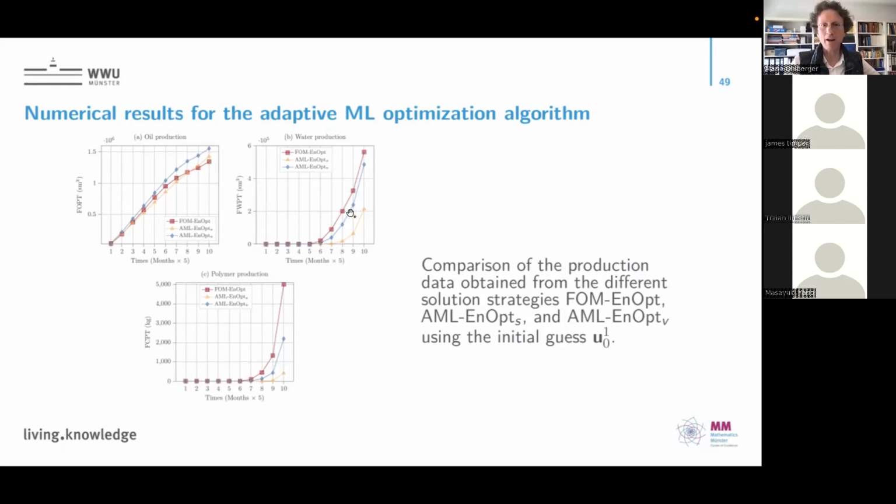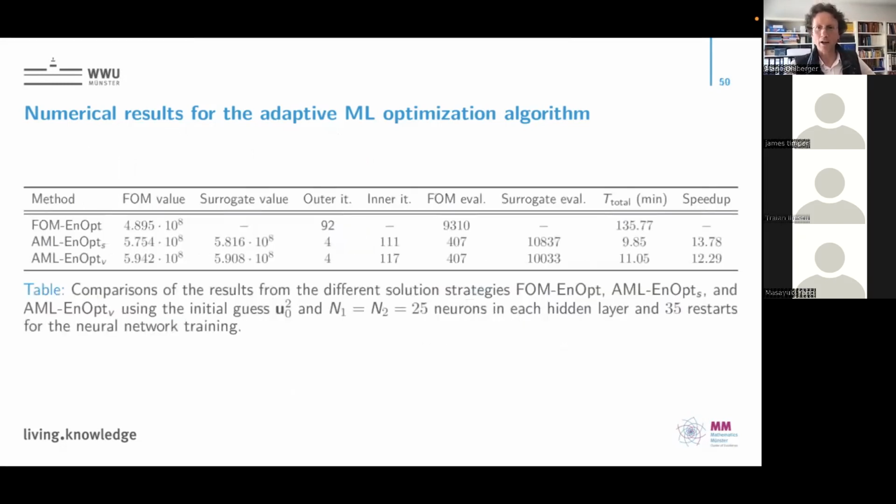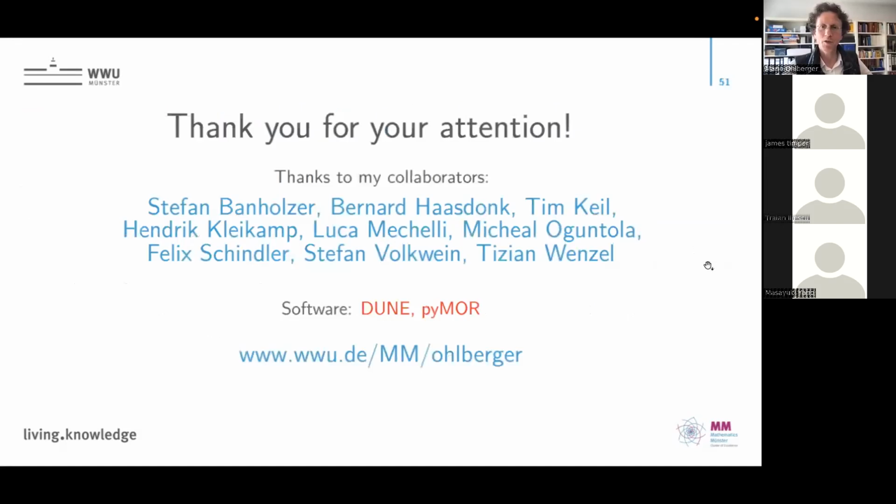And this is why in the end, it's not only a speed up of the method, but we actually find also other local maxima that are much better than those that were found with the full order model. Okay, and also in absolute speed up, you see the speed up in CPU time with respect to the full order model here. So with that, I'm at the end of my talk.